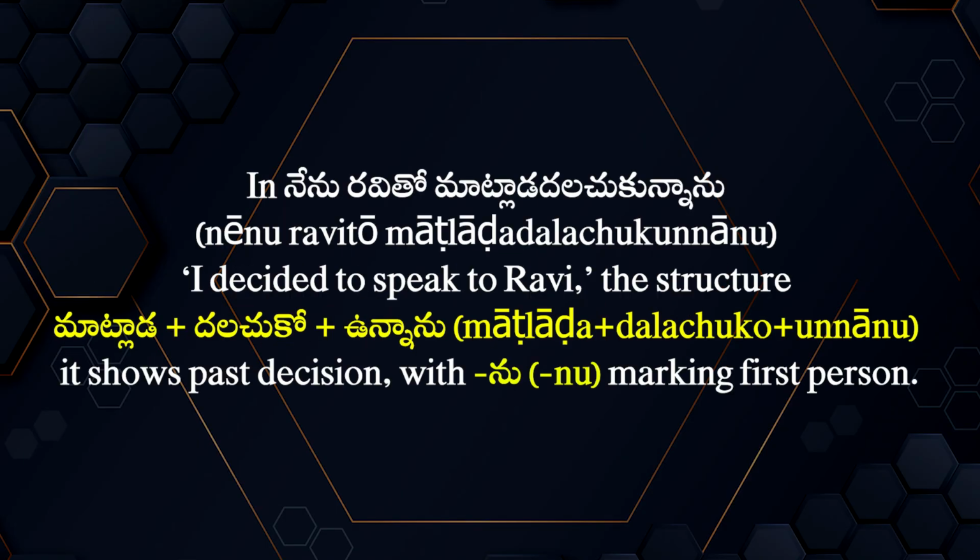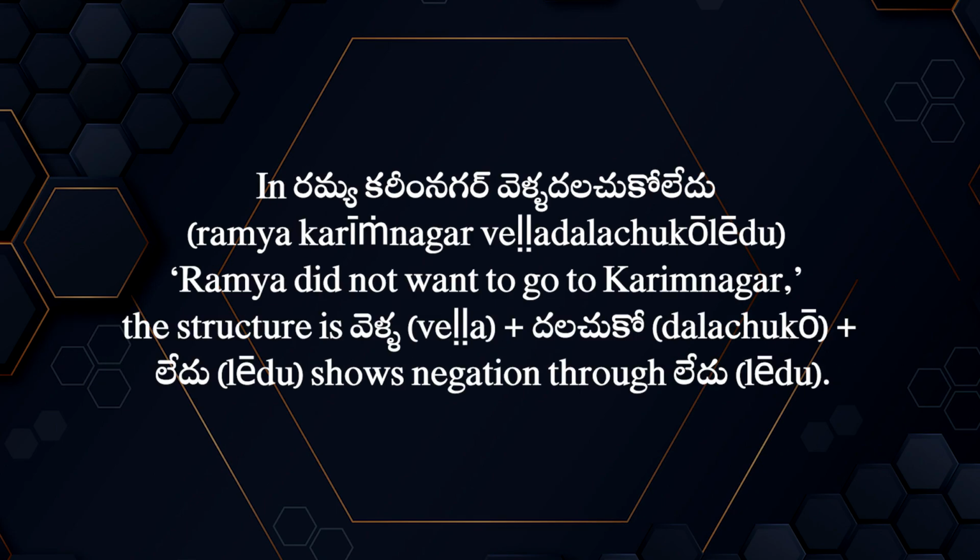Next example, in the sentence, నేను రవితో మాట్లాడదలుచుకున్నాను, I decided to speak to Ravi. The structure is మాట్లాడా plus దలచుకో plus ఉన్నాను. It's మాట్లాడదలుచుకున్నాను. It shows past decision with nu marking first person. రమ్య కరీంనగర్ వెళ్ళదలుచుకోలేదు. It means Ramya did not want to go to Karimnagar. The structure is vella plus dalachuko plus ledu, which shows negation through ledu.